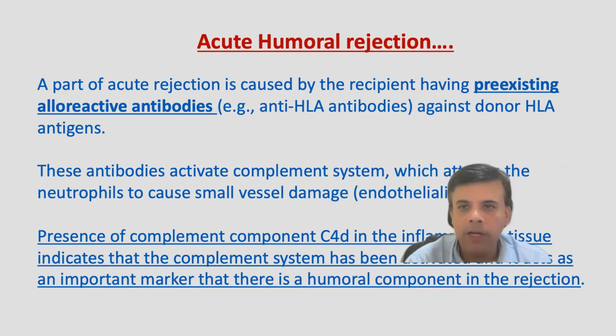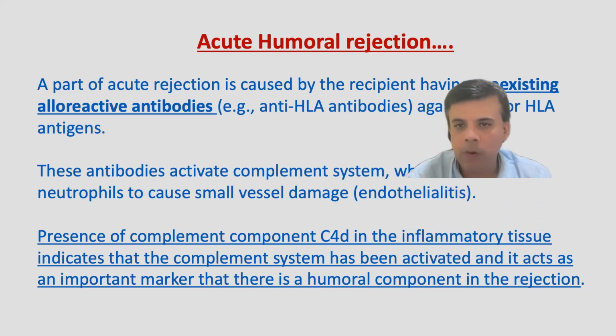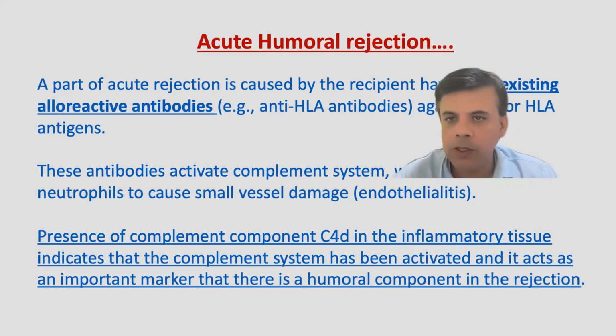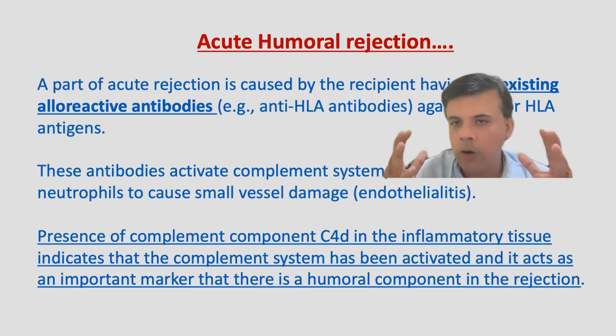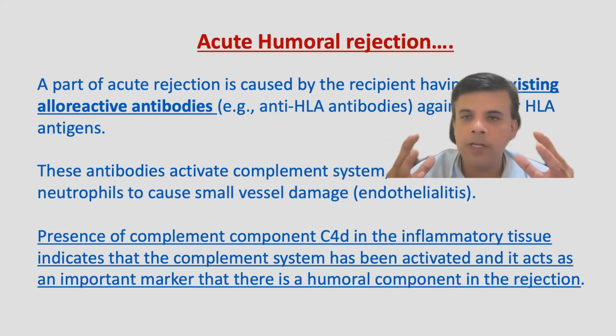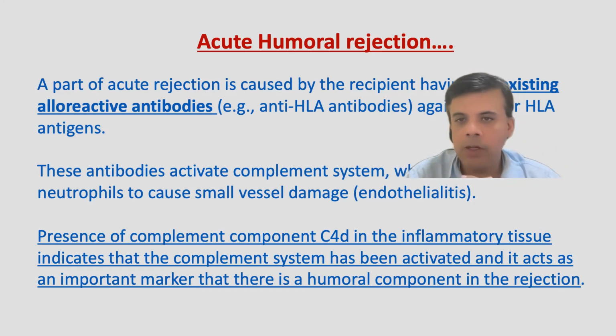So antibody mediated damage. Which type of reaction it is, you will call it type 2 hypersensitivity reaction. And the presence of complement activation is signified by C4d in the inflammatory tissue. So if we use a monoclonal antibody against C4d, that will be highlighted. That is positive over here. So that is a very important thing in acute humoral rejection. If C4d is positive in the inflammatory infiltrate, you will call it humoral rejection. If C4d is negative, then this acute rejection is probably the cellular one.